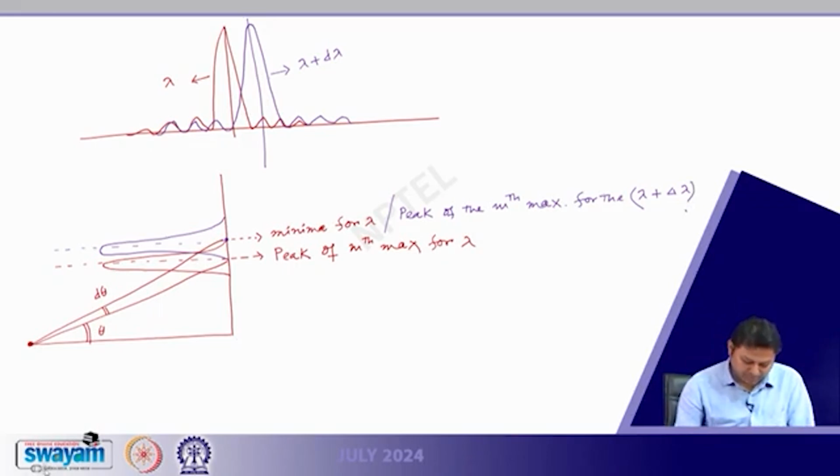So, if I use now the condition for maxima, then we have A sin theta is equal to m lambda, and d theta is equal to m d lambda divided by A cos theta that we have.